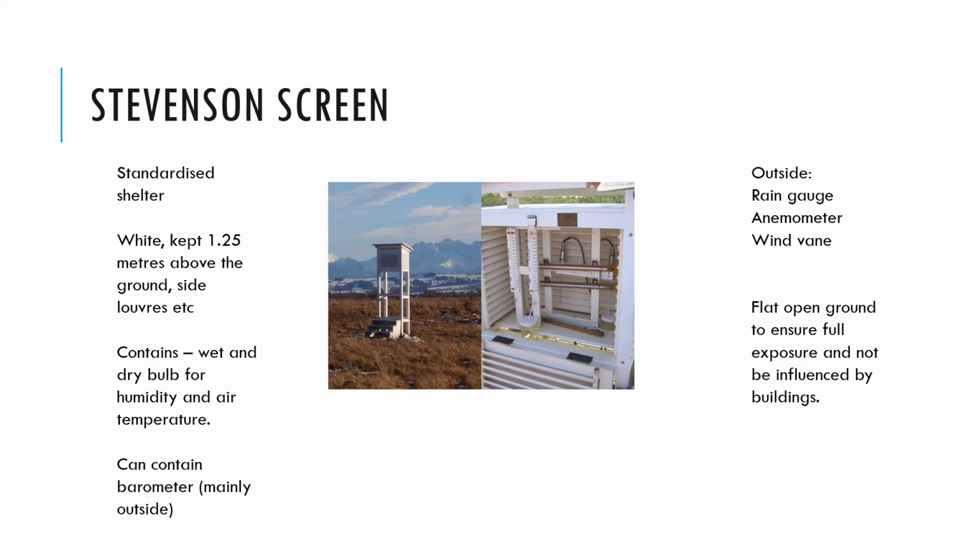Now, again, they're kept on flat open ground to ensure full exposure to the elements and not to be influenced by buildings, trees, or anything else. And it tends to be on grass, so as not to be affected by radiated heat. For example, if you're in a city, huge dark surfaces, when that radiates heat, that could influence the data.